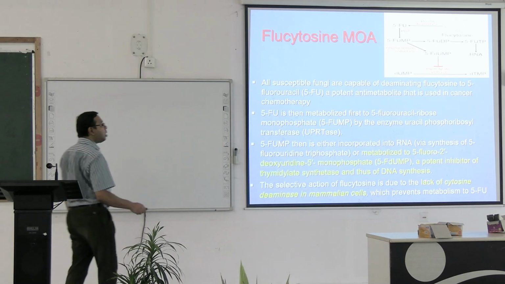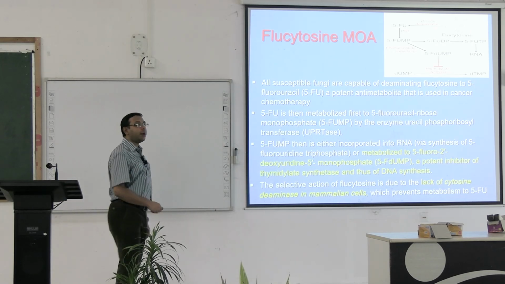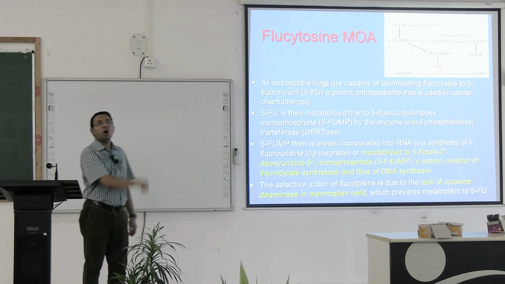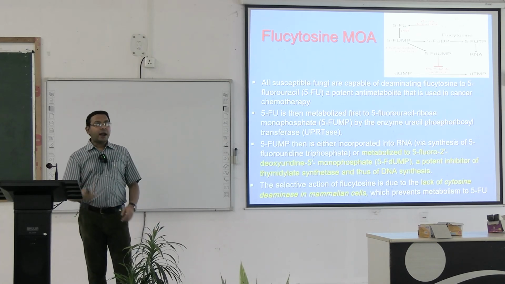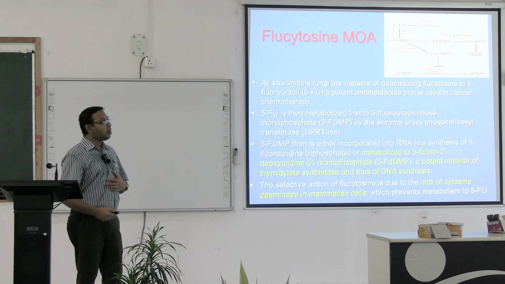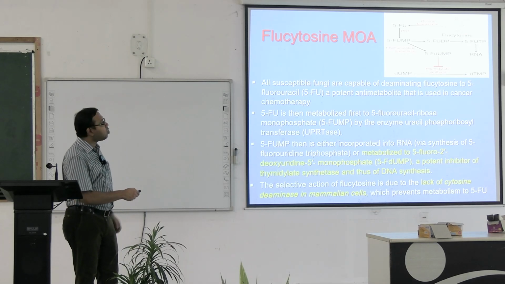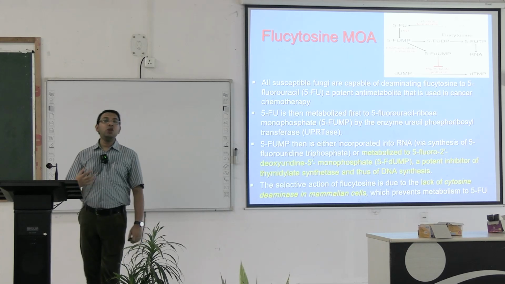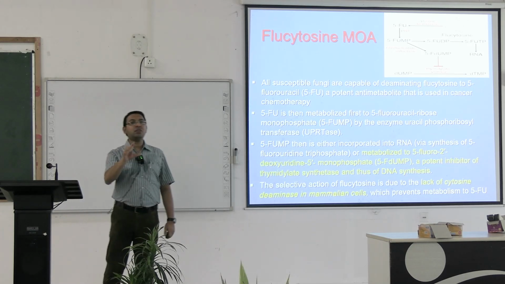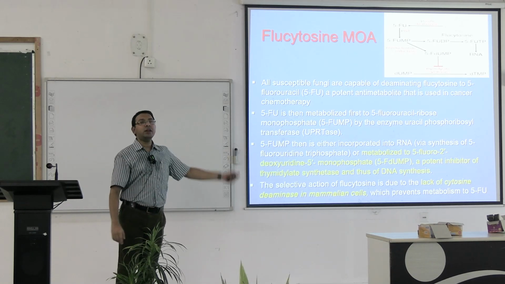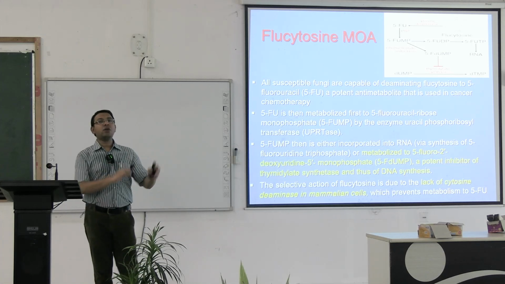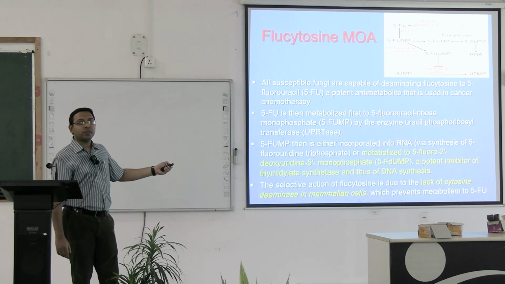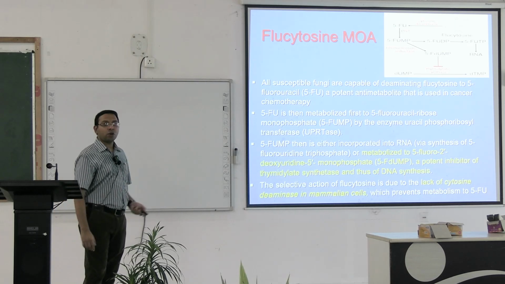The selective action is due to the lack of cytosine deaminase in mammalian cells. So this cytosine deaminase is not present in our cells. That's why in normal cells, flucytosine is usually not converted to 5-fluorouracil. That's why the normal cells will not be affected. Only the fungal cells contain the enzyme cytosine deaminase. That's why they can convert flucytosine to 5-fluorouracil, 5-FU, which is cytotoxic to the fungus.